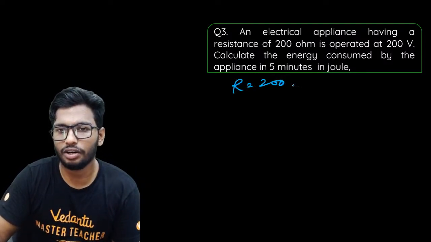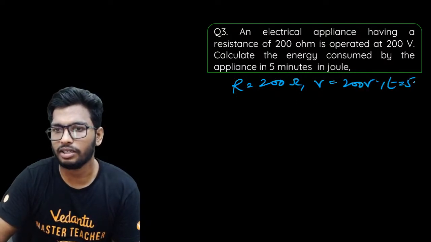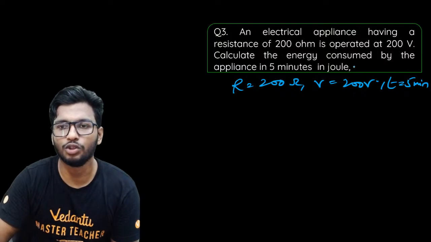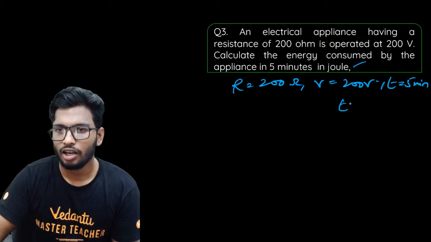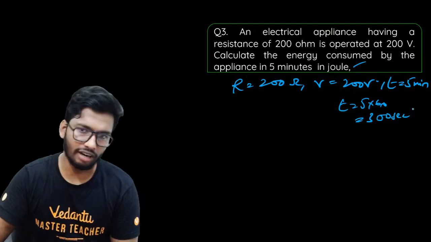Resistance is given as 200 ohms. Voltage is given as 200 volts. And they've given you the time taken as 5 minutes. Now, they've asked you to convert it in terms of joules. So convert this to seconds first. 5 into 60 is 300 seconds.